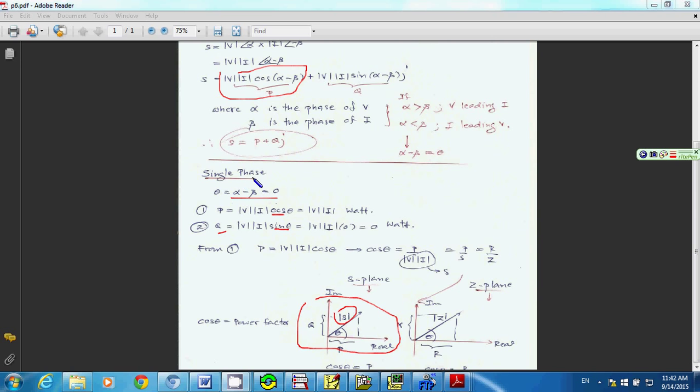So when you're talking about a single phase, the phase difference is 0. So you plug in theta equal to 0. Cosine 0 gives you 1. For sine 0, this gives you 0. So Q becomes 0.